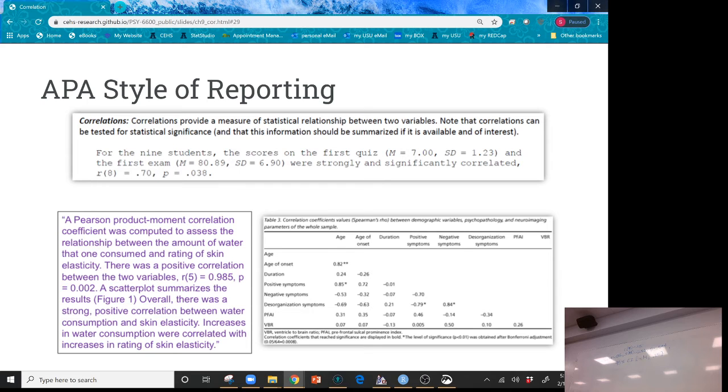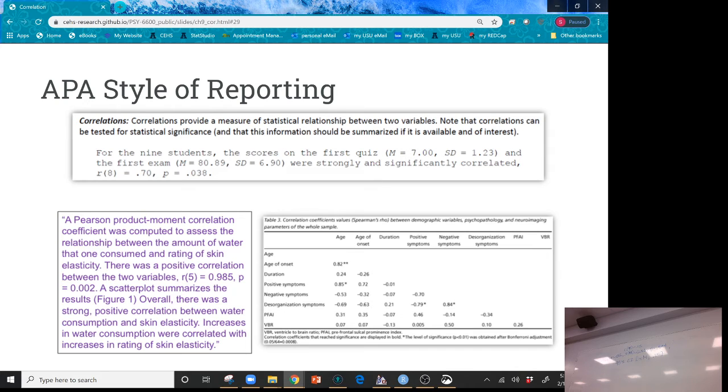So what is this 0.82? It's the correlation between what and what? Age and age of onset. I don't know what this is, but age is different than age of onset, and they're highly correlated. And let's see, what other correlation is significant here? Yeah, positive symptoms and disorganization, or positive symptoms and age, highly correlated. So the older they are, the more positive symptoms they have. Pretty strong correlation. Yeah, it's really hard to read.